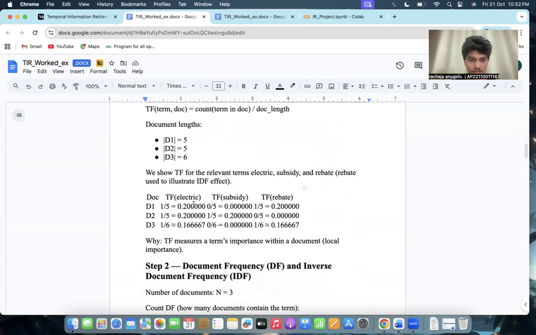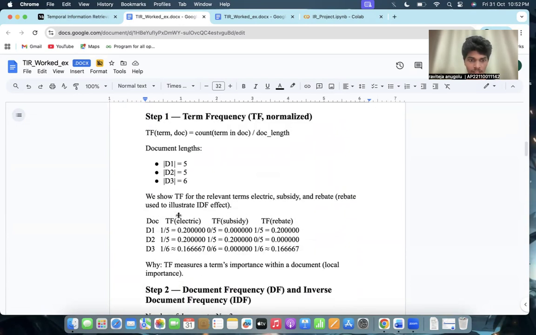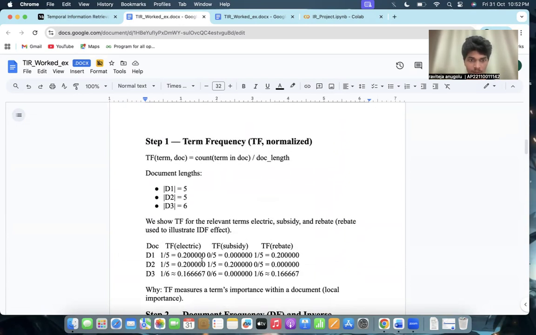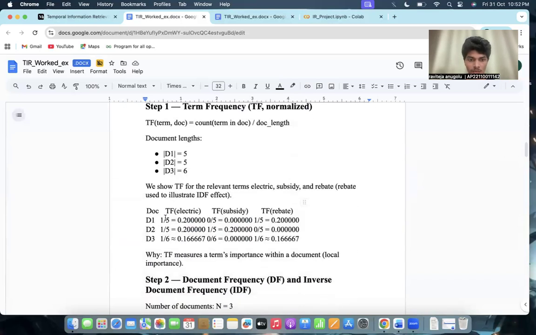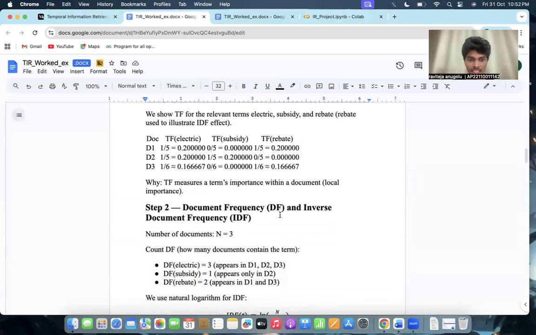TF will be calculated for the word electric. The TF is 1 by 5. Here you can see electric in D1. The term electric appears one time, and the document size is 5, that is 1 by 5. Likewise, the TF for electric, subsidy and rebate will be calculated.